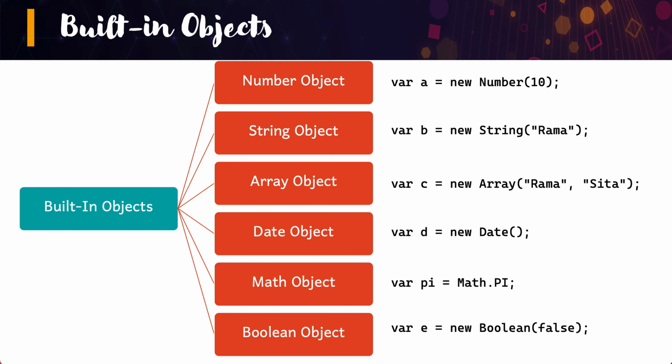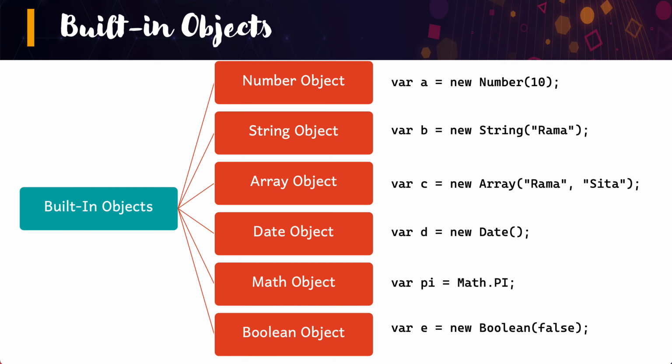What are the built-in objects? The first one is a number object. You can create a number object using the new operator as shown in the example. String object, an array object, a date object. A date object holds the current date. You can pass different parameters to the constructor here to get different dates.